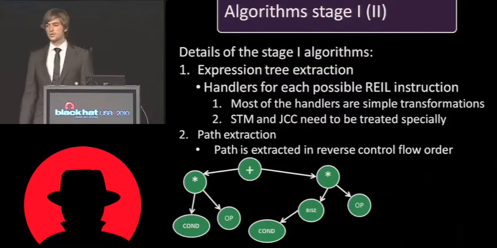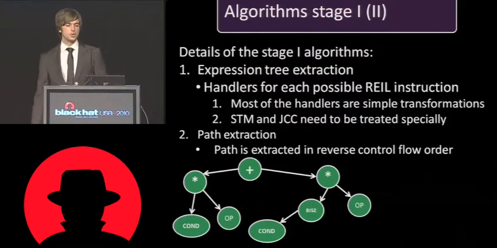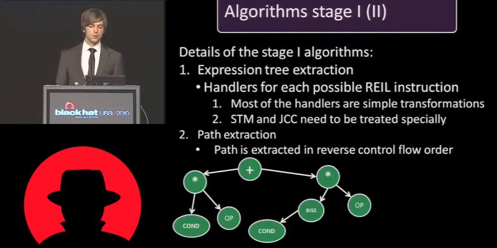For the expression tree extraction, we have a handler for each possible RILE instruction. Most of the handlers are very simple transforms, like I showed you already. The addition you can simply map from the RILE instruction into the expression tree.